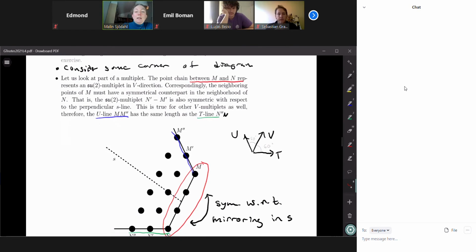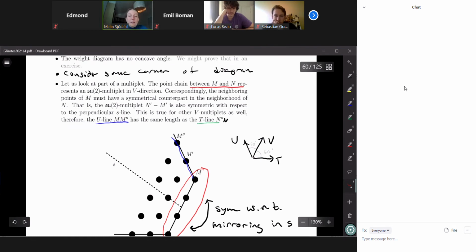I will, however, try to convey the broad picture in a few words of why the weight diagram has no concave but convex angles. And let's take a look at the states here, going then along the U line. So for convenience, I have drawn the directions here. We have the T direction, the V direction, and the U direction.